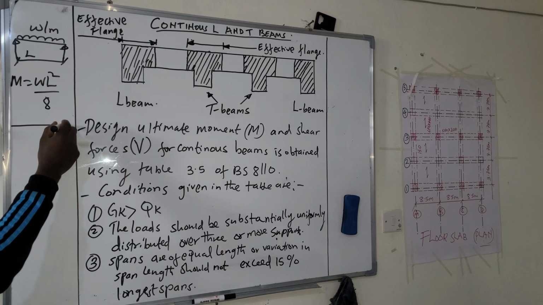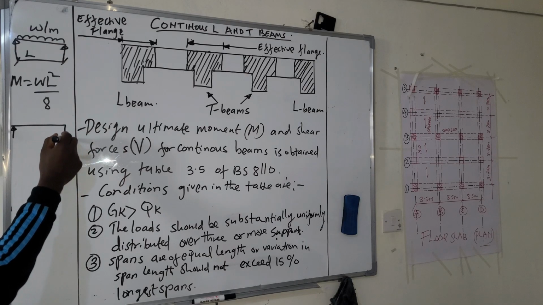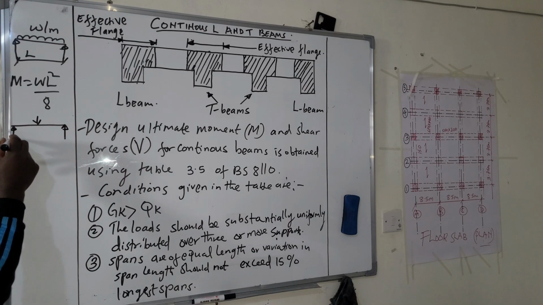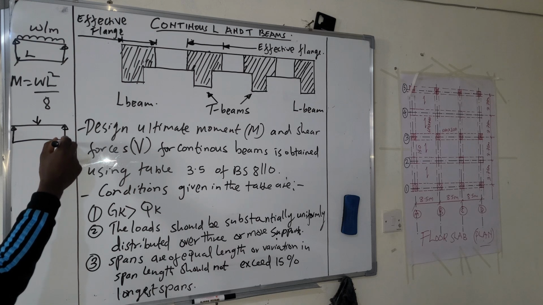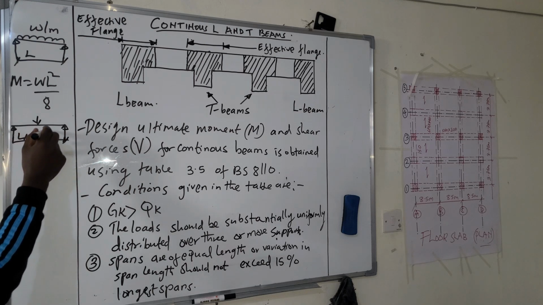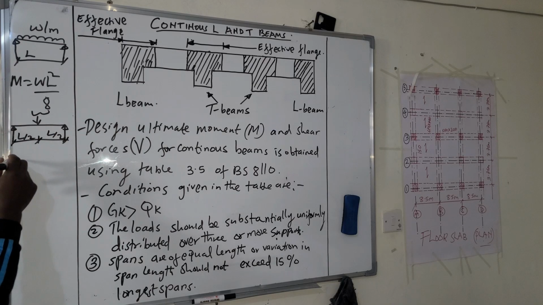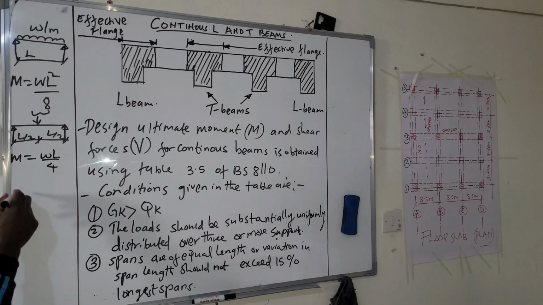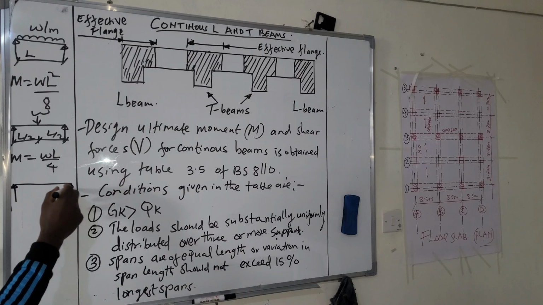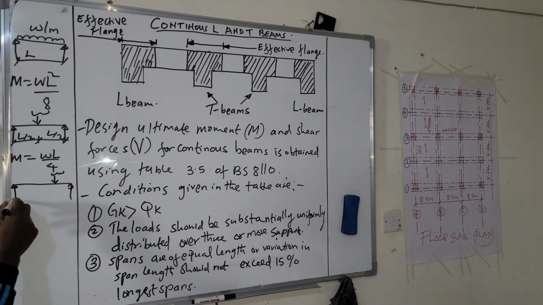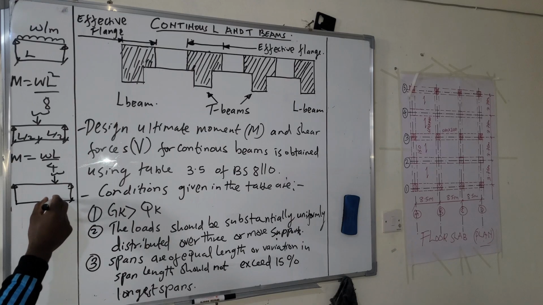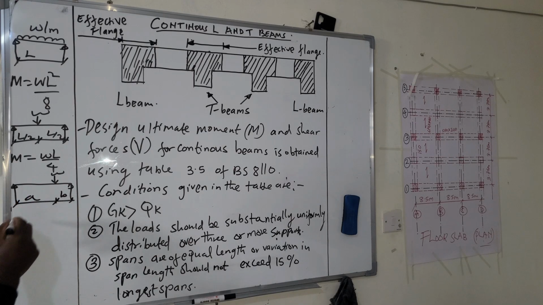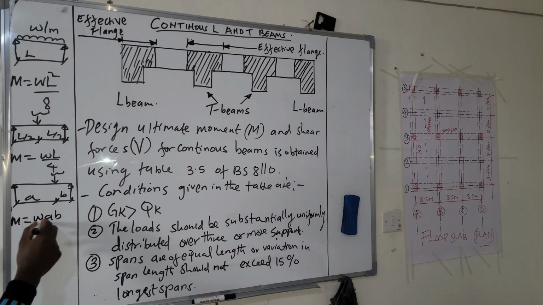We have another case like this, a point load acting at the center of a simply supported beam. So this is L over 2, and this is W. So for this, M is equal to WL over 4. We have also another case where the load is away from the center, eccentric loading. So this is W, this is A, this is B. So M is given by WAB over L.